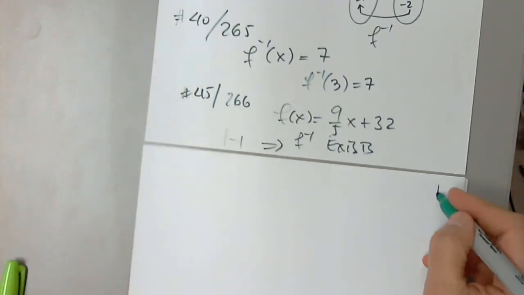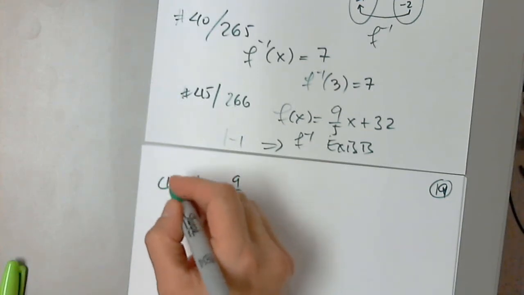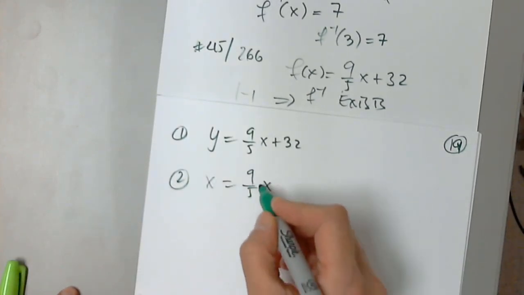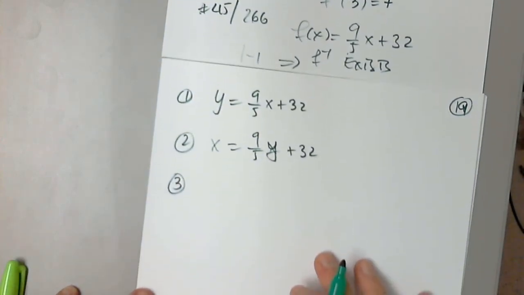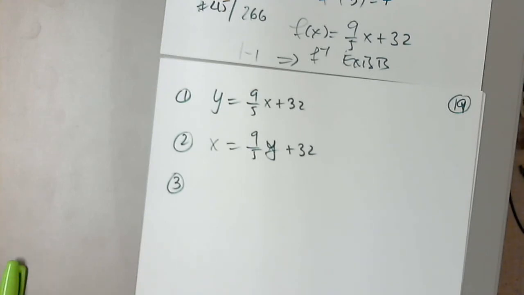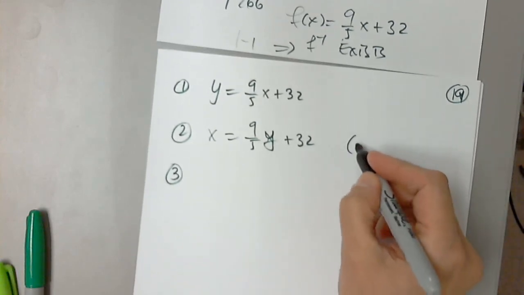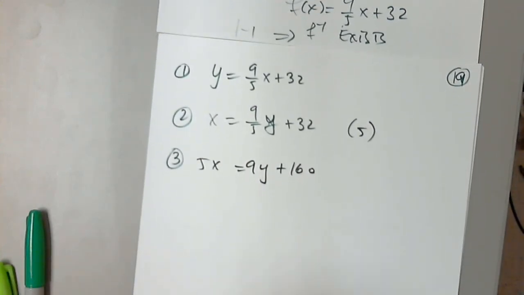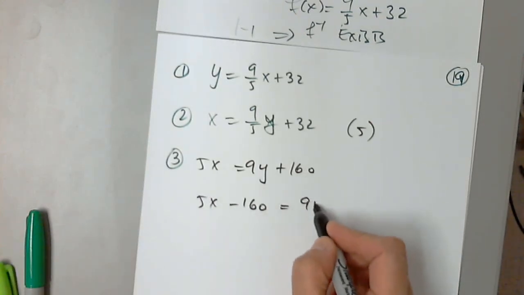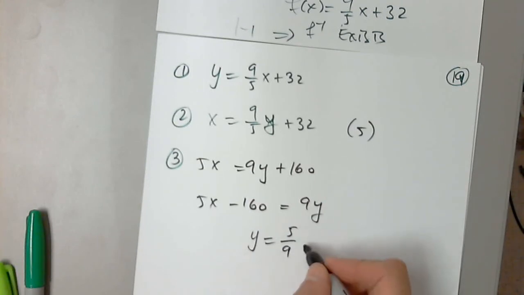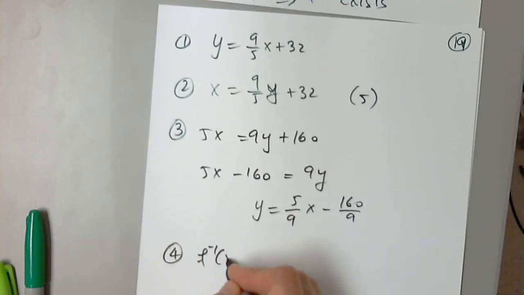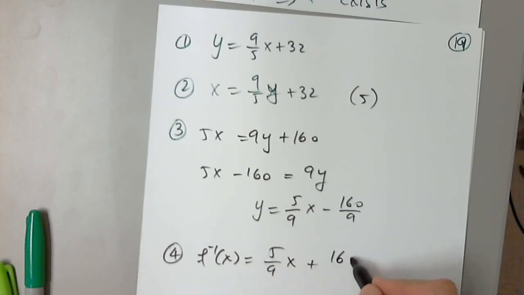First step. Replace f of x with y. Perfect. So y equals 9/5 x plus 32. Step 2, please. Very good. X equals 9/5 y plus 32. Step 3. So for y, what would you recommend first? Yes. I would recommend cleaning it up. If you don't want to multiply both sides by 5, that's fine too, but I recommend that. 5x equals 9y plus 160. And then we have 5x minus 160 equals 9y, and finally y equals 5/9 x minus 160 over 9. Finally, this is F inverse, which is 5/9 x minus 160 over 9.